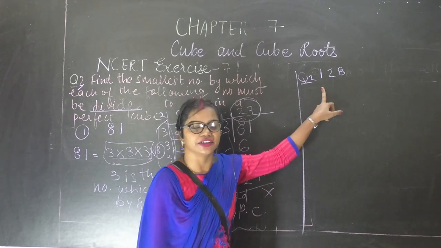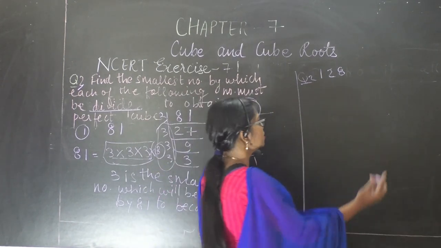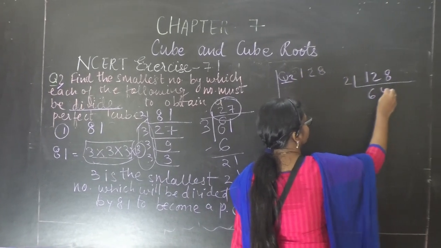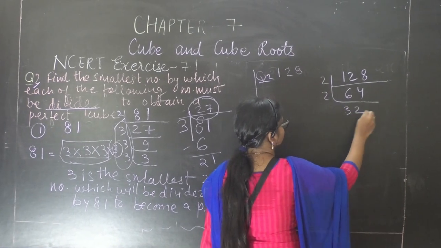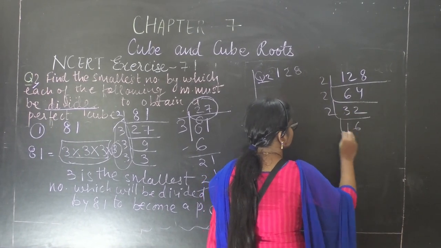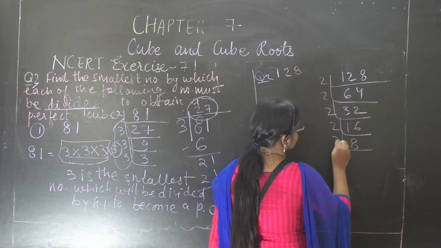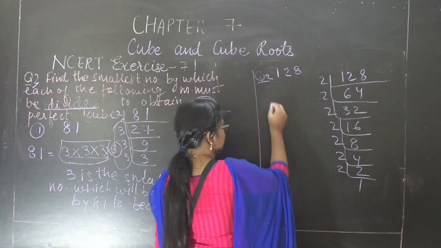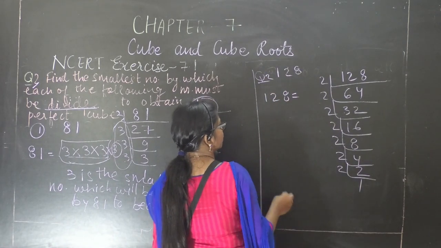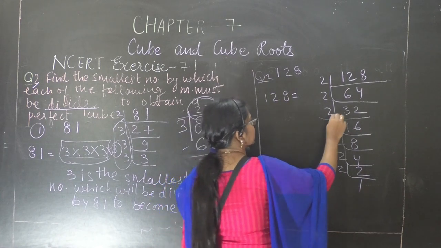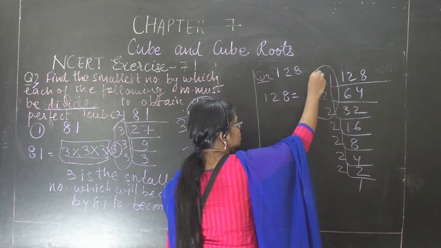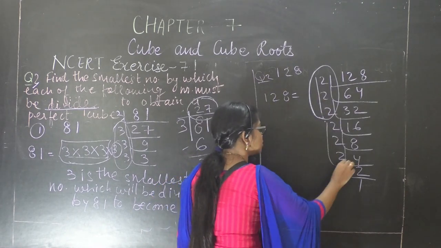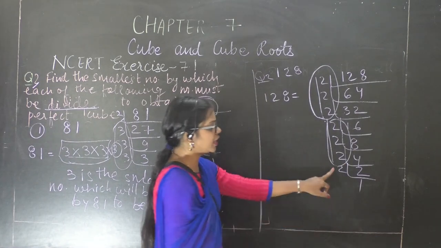This is 128. Again, what you will do, you will try and factorize the number. I am factorizing the number 128. 2 sixes are 12, 2 fours are 8, and so on down to 2 ones are 2. Take out the factors. I will take out the factors of 2 from here. You will see the first three terms are forming a triplet. Again, these 2 are also forming a triplet. We are remaining with one 2.